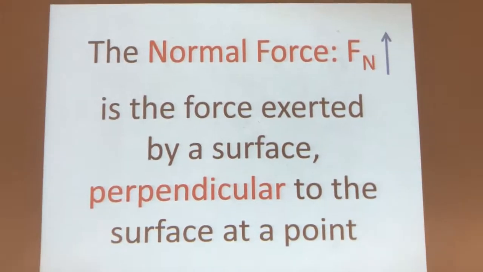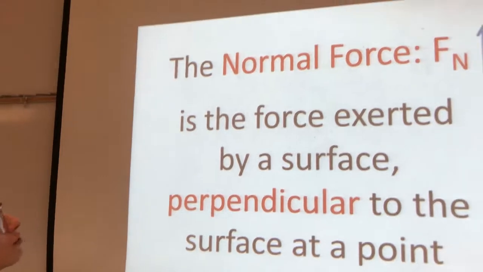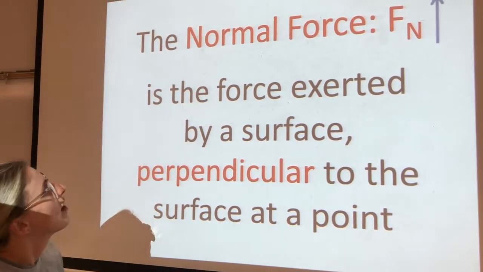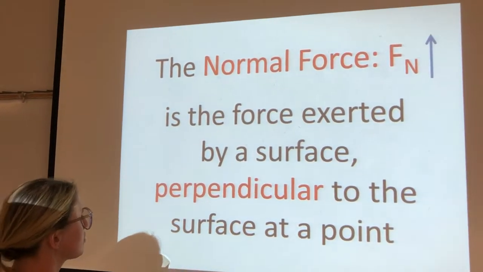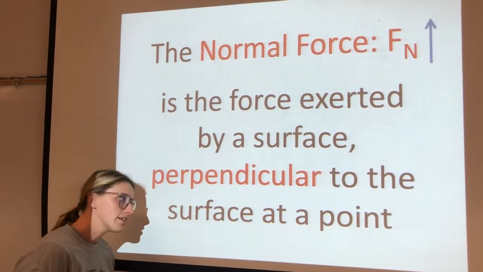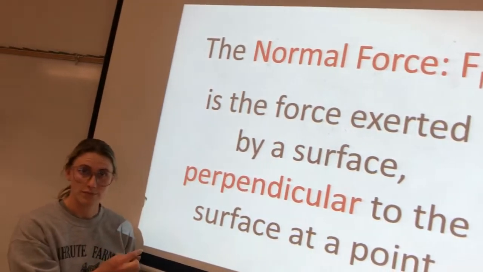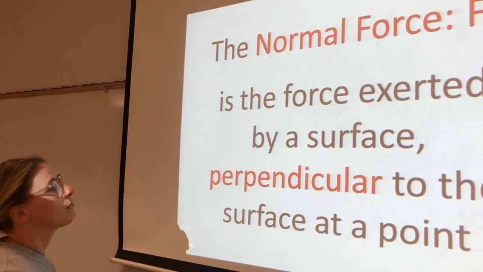Weight is the force of gravity pulling down, and now we have this thing called the normal force, F sub N. And you should have gotten this out of the book and put it onto the worksheet. So the normal force is the force exerted by a surface perpendicular to the surface at a point. This is the force up, the F up. We've been calling it F up, and we're giving it a new and improved name.